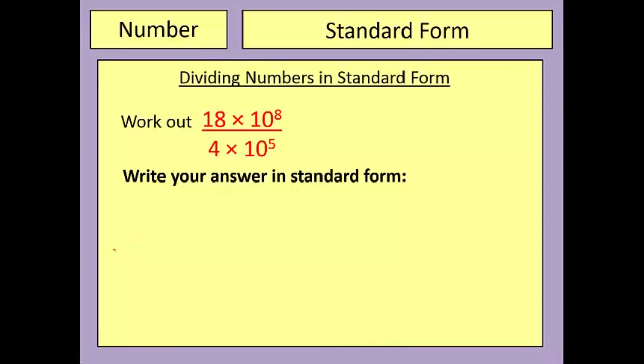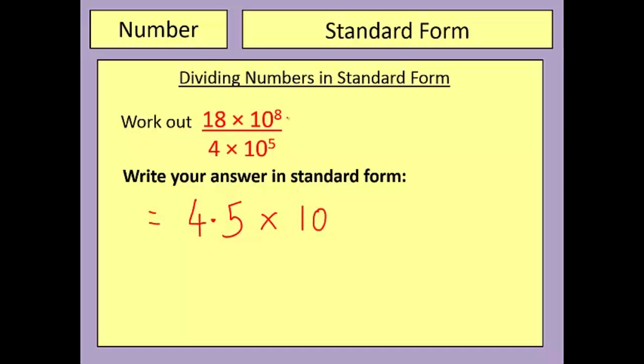Right, as well as being able to multiply numbers in standard form, you also need to be able to divide numbers in standard form. Now it's a very similar approach apart from 2 small changes. So previously we multiplied these 2 numbers, now we've got a fraction which means divide, we're going to divide these numbers. So 18 divided by 4, you half 18 to get 9, and half that again you get 4.5. So the first thing I did was divide 18 by 4, and then I worked with the powers of 10.